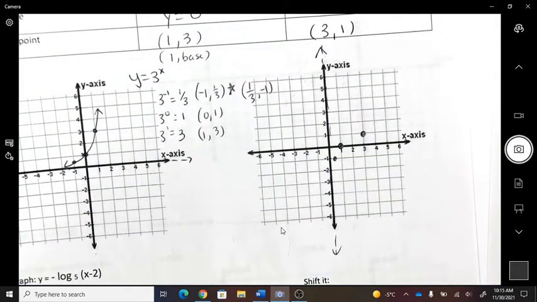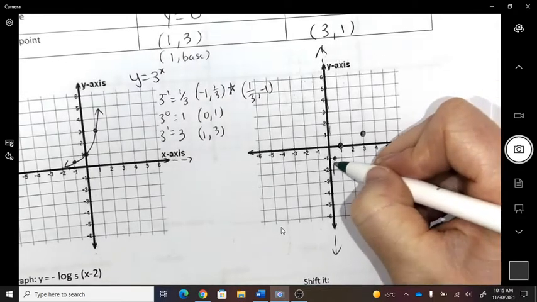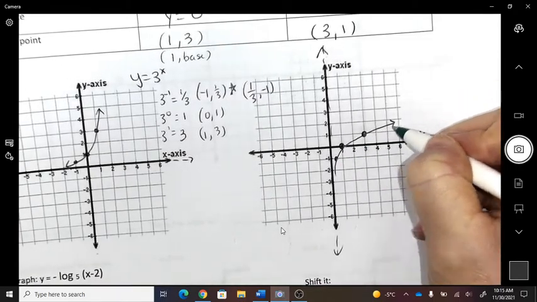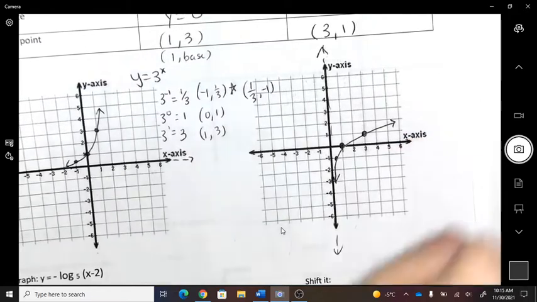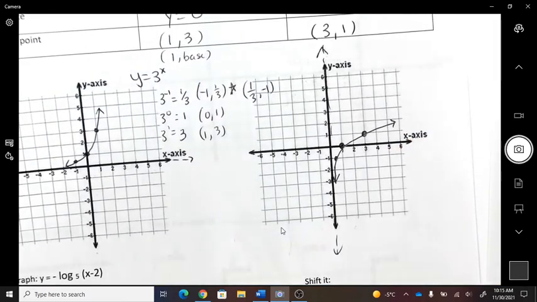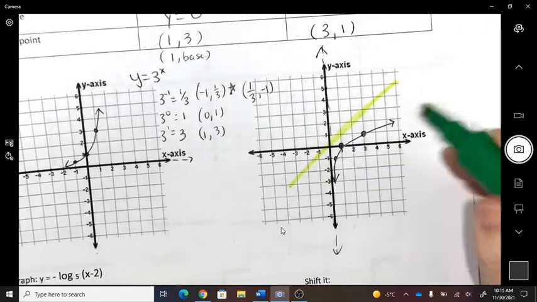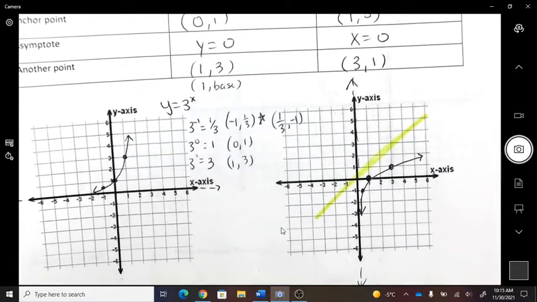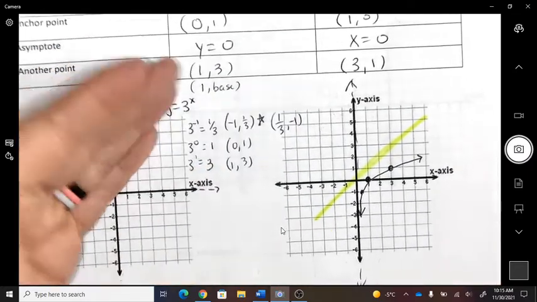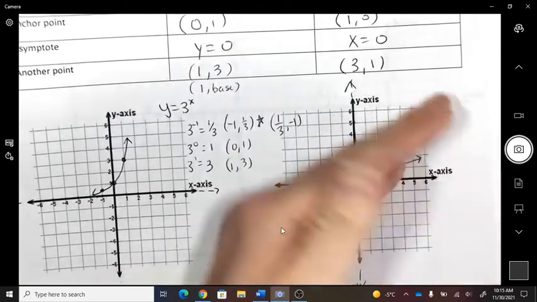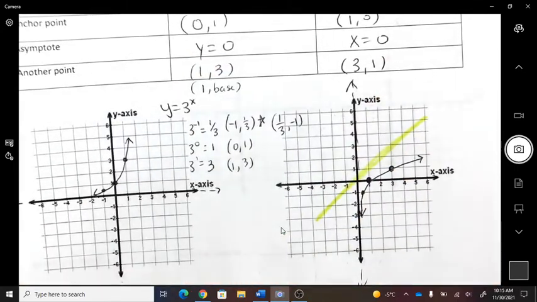Can you see the shape? It's going to go like that and that. Okay, do you remember when you did an inverse? It reflects over that diagonal line. Can you visually see? Do you see a reflection? If I was to visualize that reflecting over that diagonal line, does that look right?